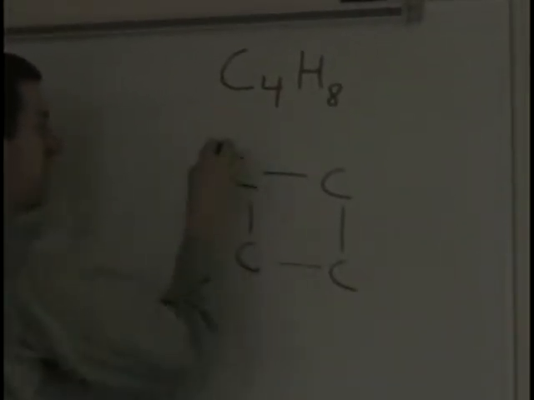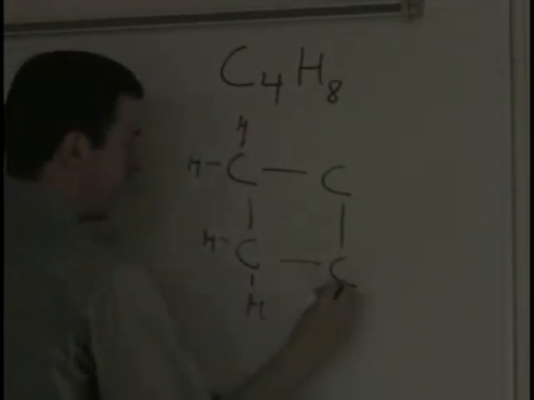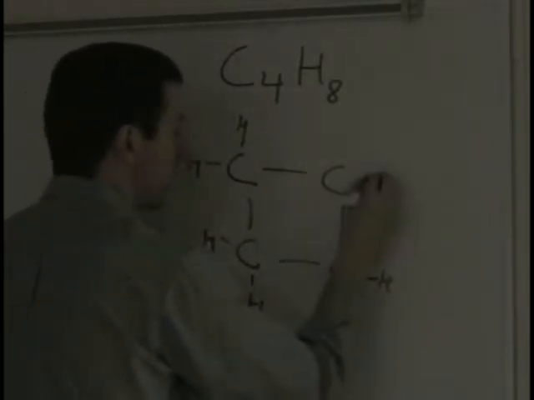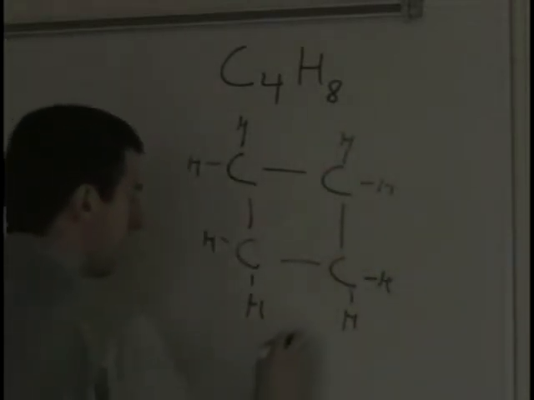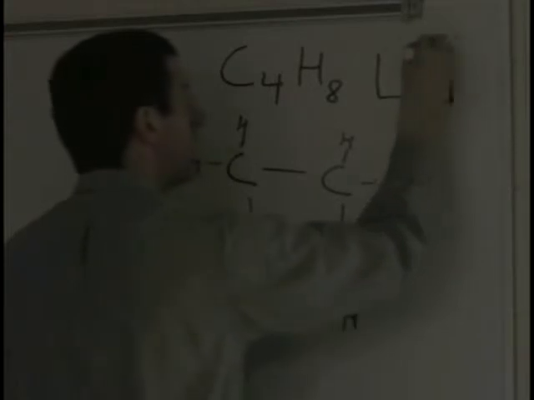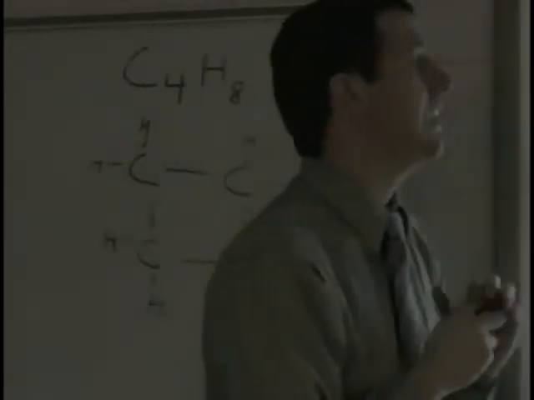Here's my ring, and then if I add hydrogens around to get to the octet, you can see that it's C4H8. By the way, if I were to do the line angle drawing for this, all I'd have to do is draw a square. 1, 2, 3, 4, there's my number of carbons. So cycloalkanes, not too tricky. Let's move on to alkenes.